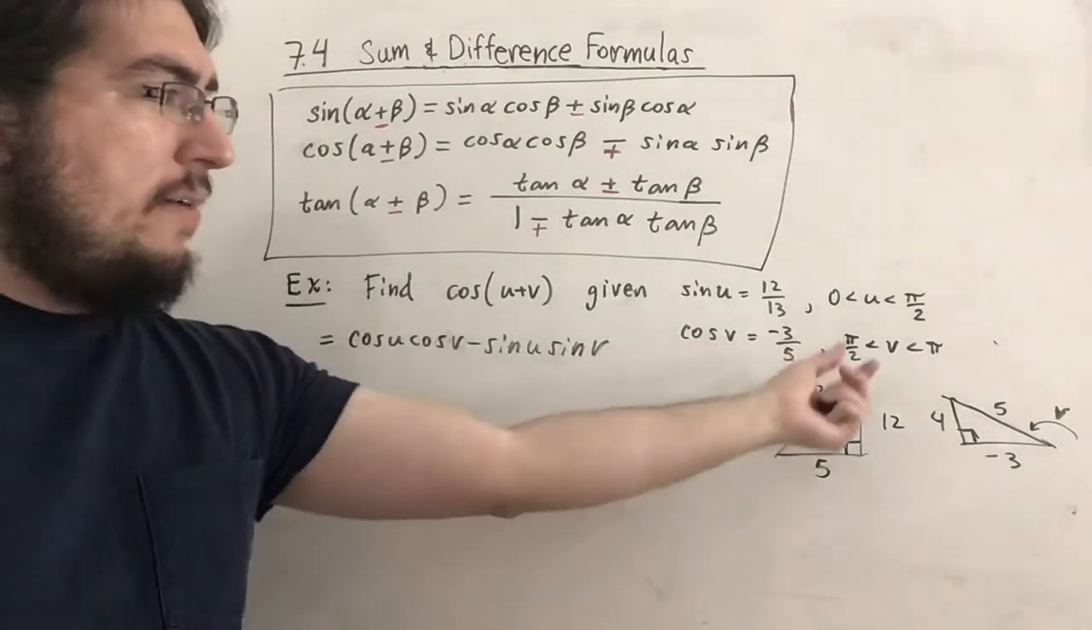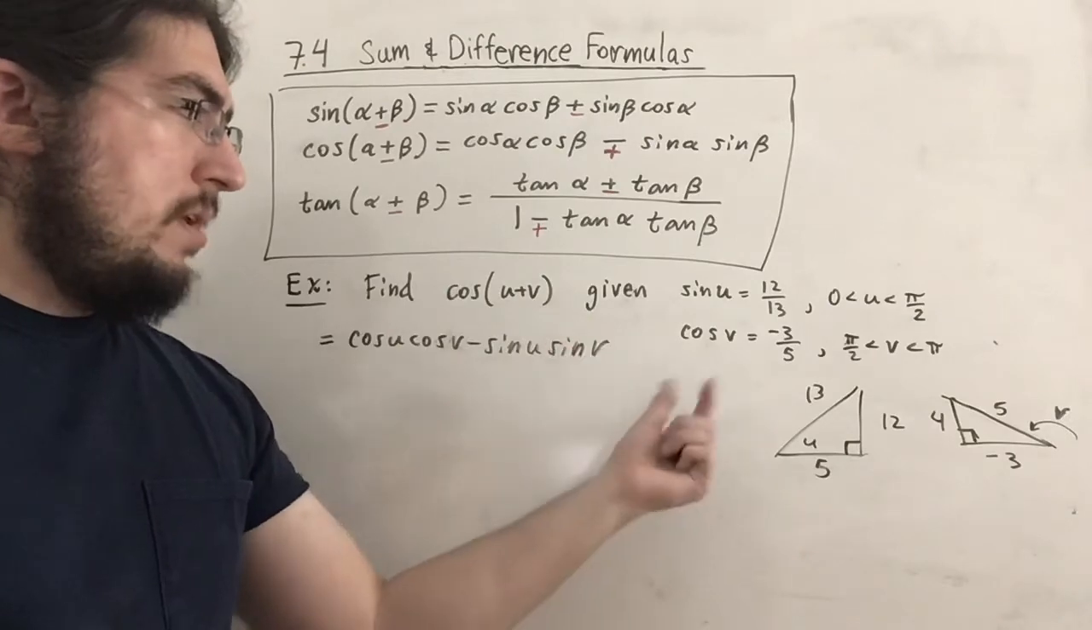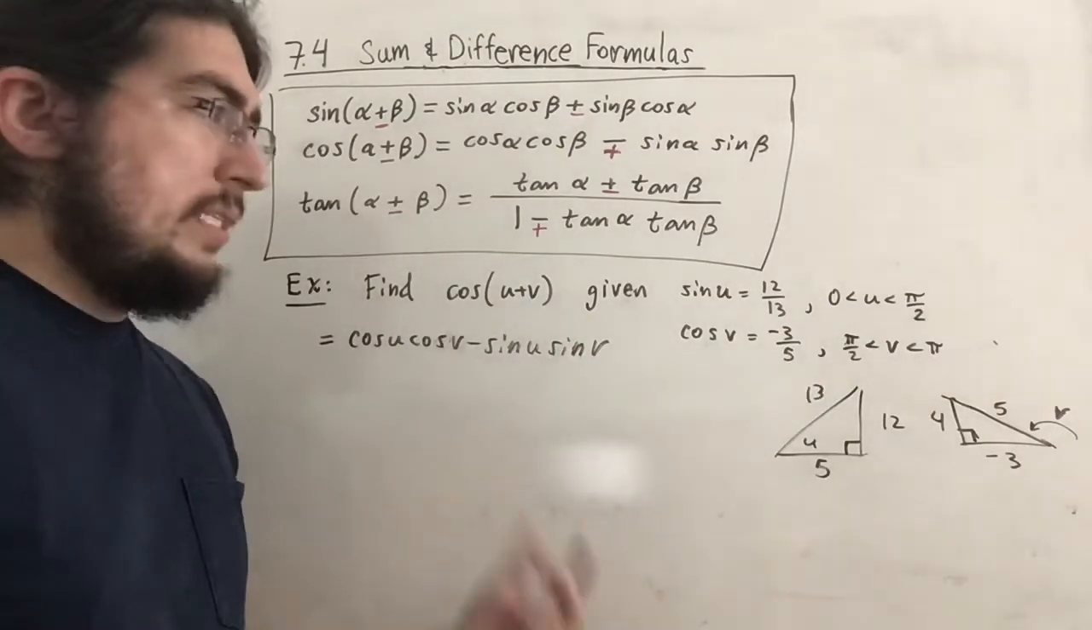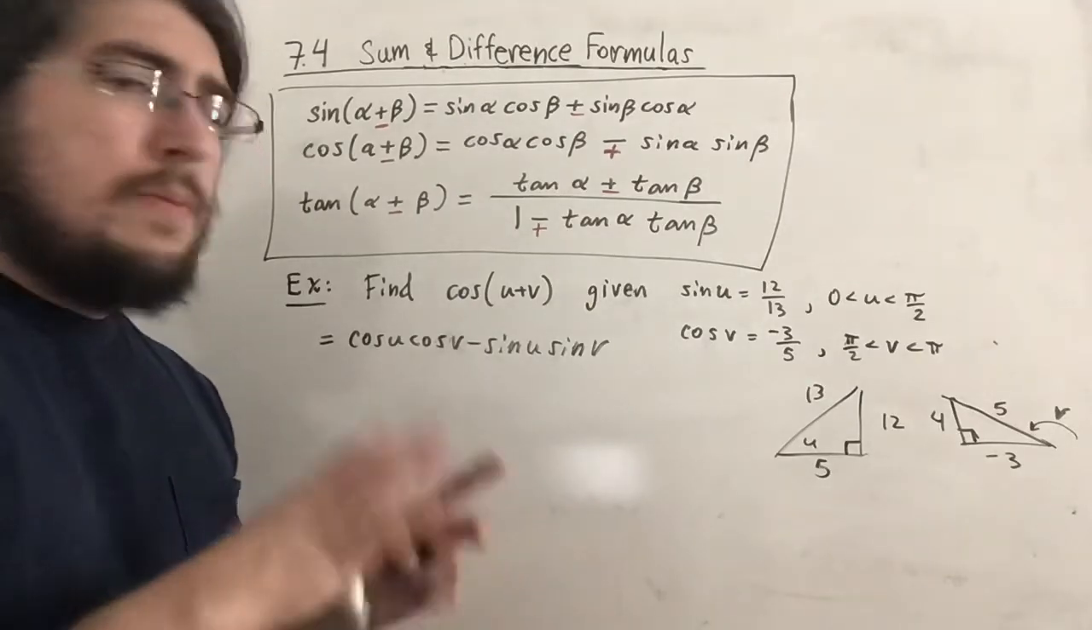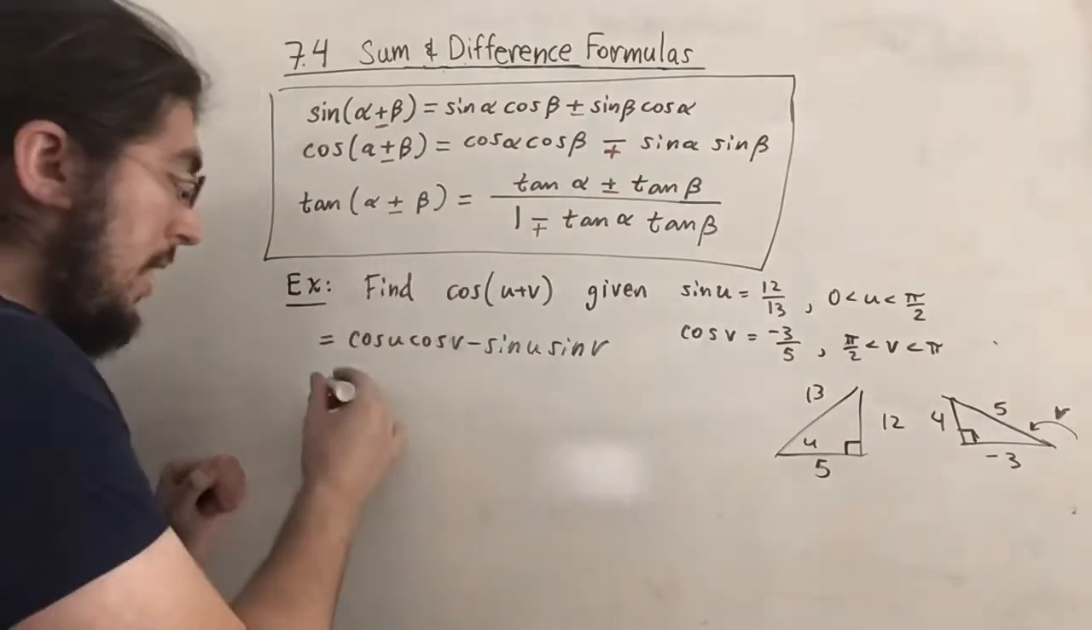Even if you have one of the angles that is actually in the second quadrant, when you add them, you'll get something that's probably not in the second quadrant, probably in third or fourth quadrant. But that doesn't matter. These identities hold no matter what. So let's actually see that happen here.